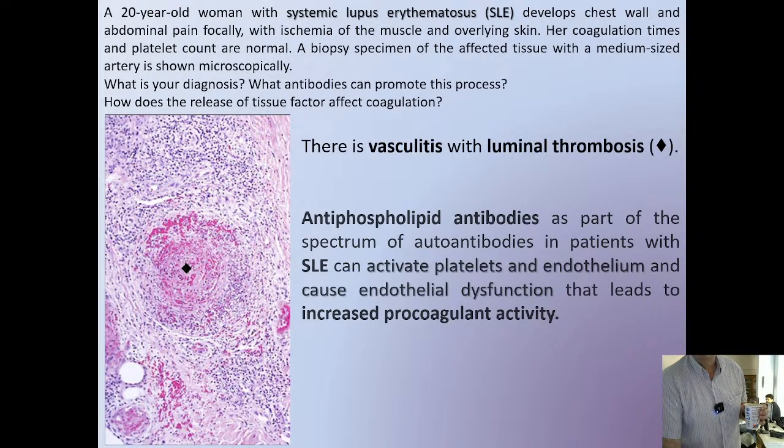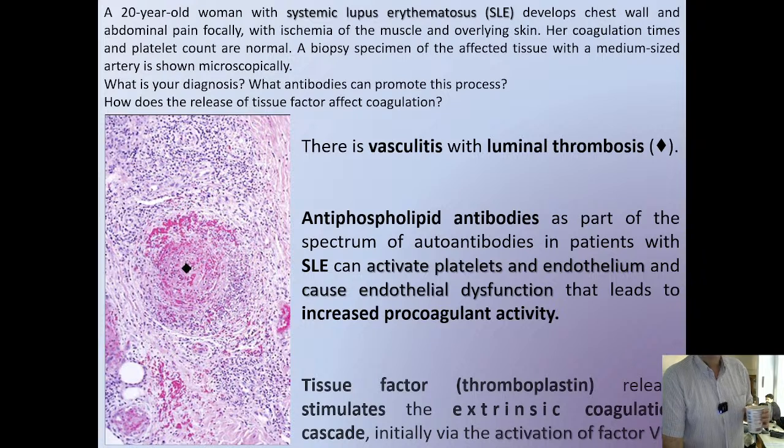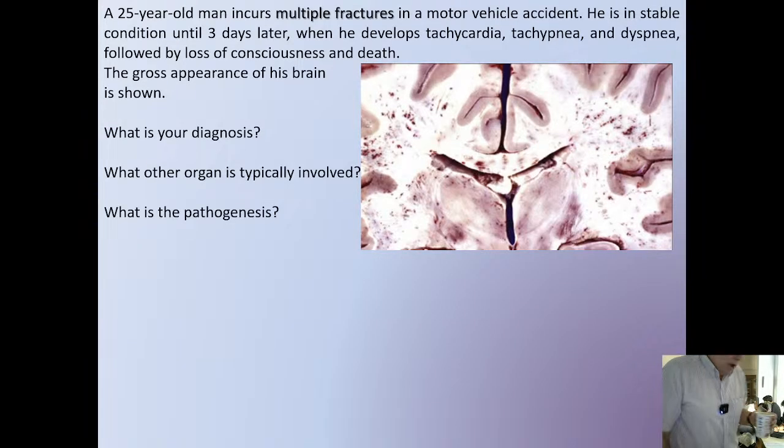So, luminal thrombosis. It could be the antiphospholipid syndrome, which we have already talked about, with forming of thrombi. And here is the mechanism of coagulation cascade, the extrinsic. Now have a look. In this autopsy specimen, yes, please.